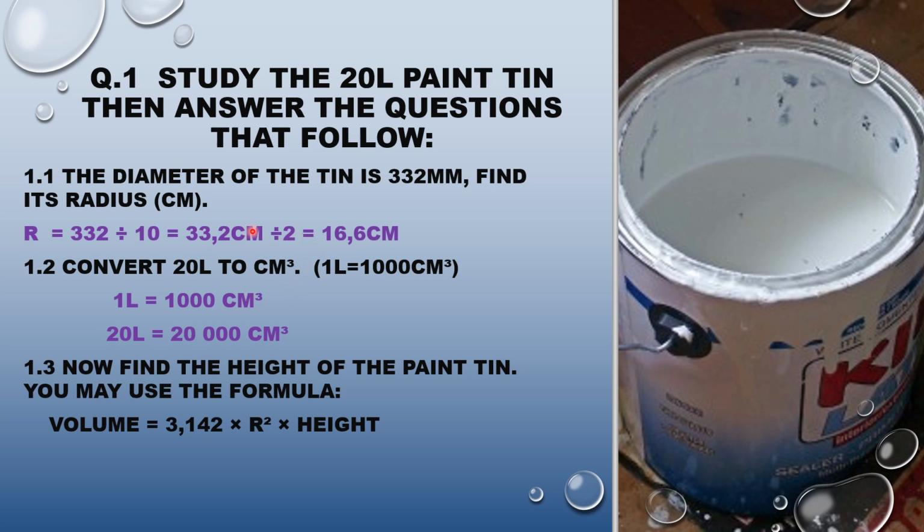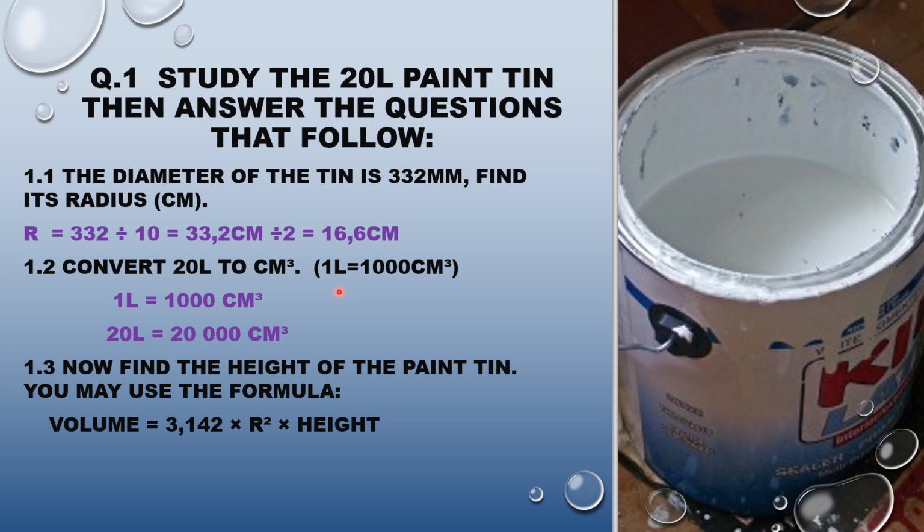Next question says, convert the 20-liter paint tin to centimeter cube. So now I'm specifically looking at volume. In order for me to do this conversion, I need a conversion factor. So I'm provided with the following conversion factor: 1 liter is equal to 1000 centimeter cube.